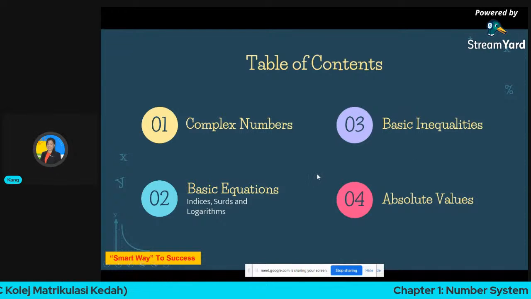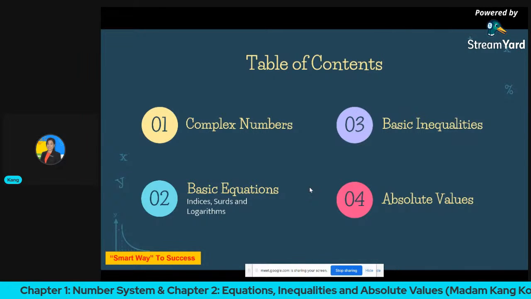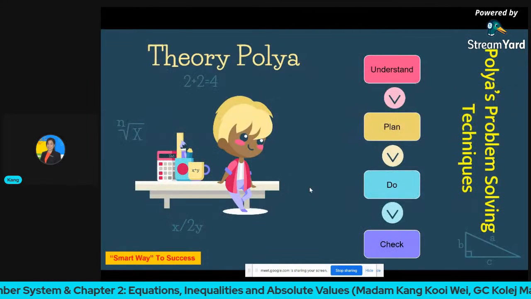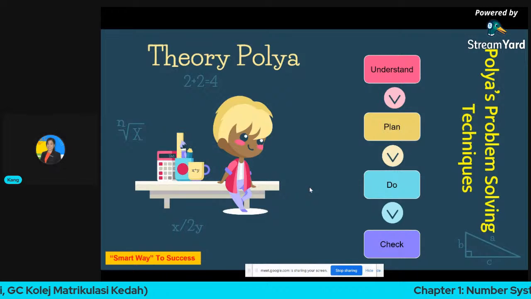The objective of the Smart Ways to Success is to enhance the skill of solving mathematics questions among matriculation students for PSPM. In order to achieve this objective, Madam is going to apply Polya's problem-solving technique in the discussion. For Polya's problem-solving technique, we will have 4 steps. The first step is understanding.